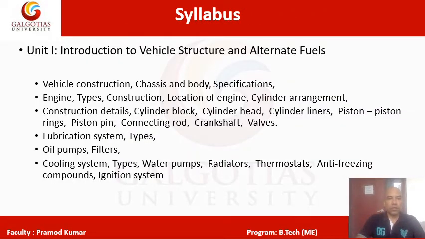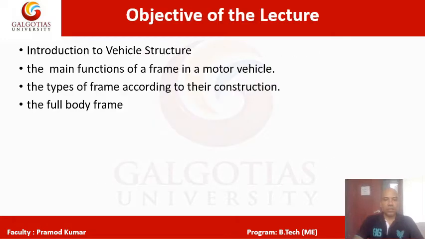The syllabus for unit one is vehicle construction, chassis and body, design, specification, engine types, construction, location of engine, cylinder arrangement like this. So we are going to learn about all those things in unit one. First we start with the vehicle construction.